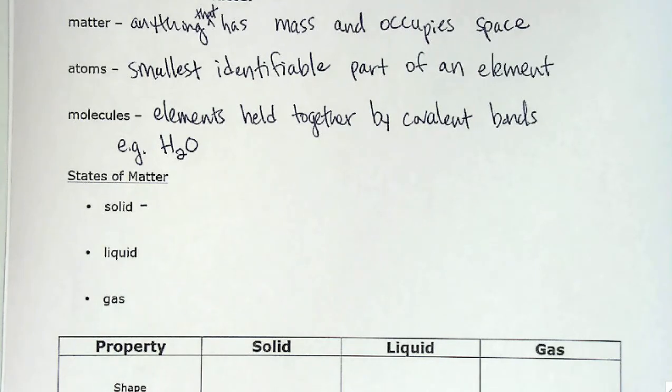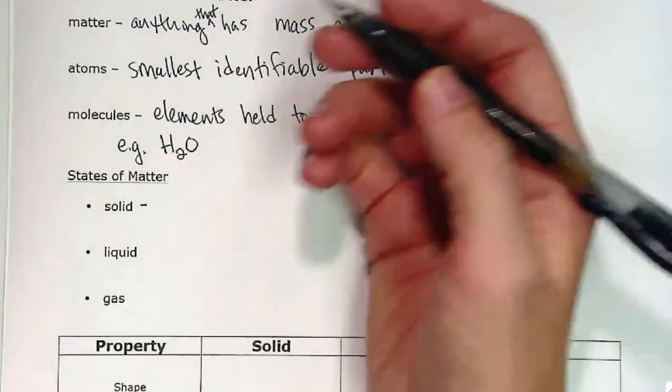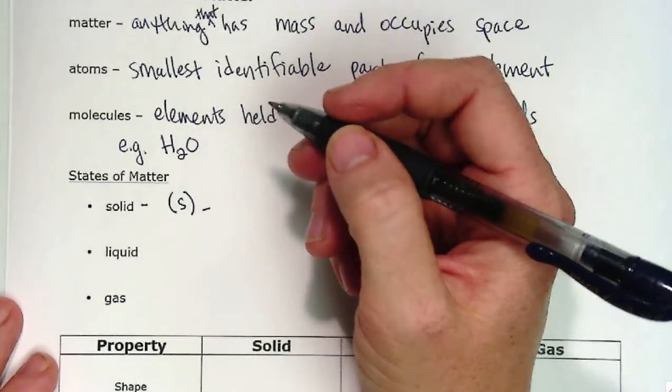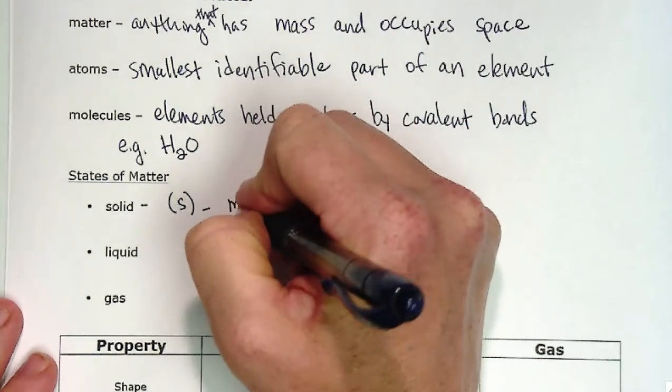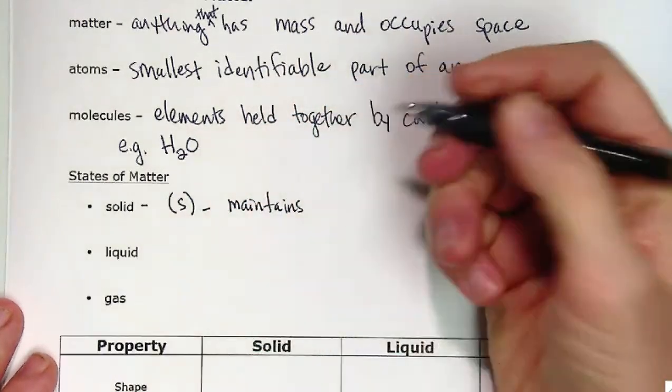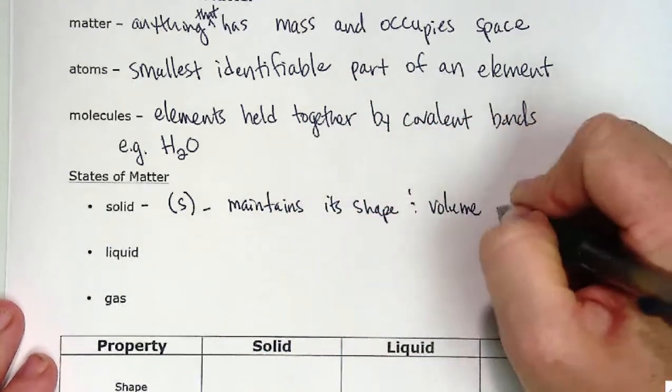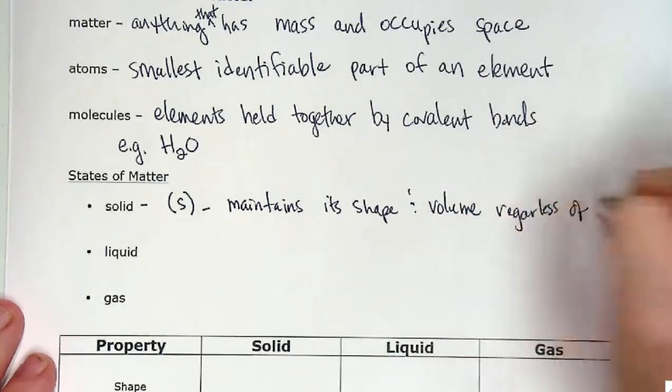Your writing utensil, you have probably a plastic pen, that's a solid. You come across wood, that's a solid. You come across ice, that's a solid. Metal, solid, all these different examples. The one thing about a solid is sometimes in chemistry you'll see it abbreviated with a parentheses S, and a solid maintains its shape and volume regardless of its location. So a solid maintains its shape and volume regardless of location.